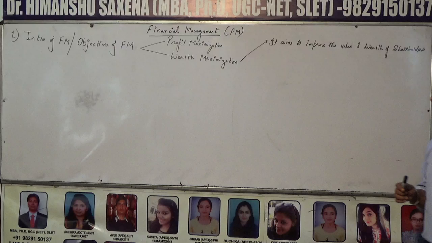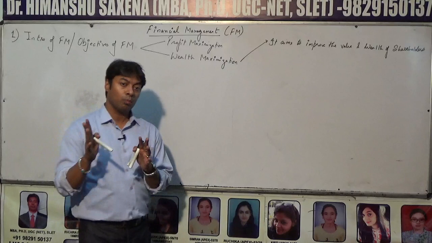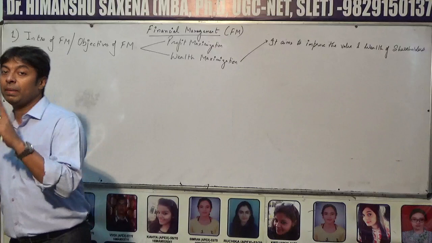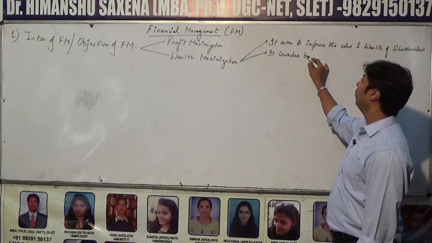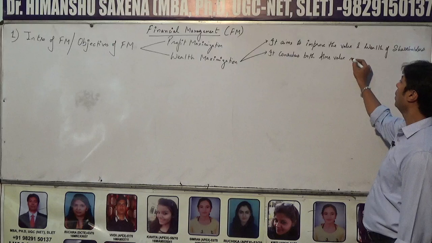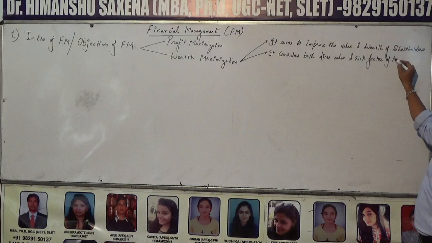Another thing is that wealth maximization considers both the time value perspective and the risk of the business concern. आपको एक और चीज ध्यान रखनी है कि जो थ्योरी है वेल्थ मैक्सिमाइजेशन की, it considers both time perspective and risk factors of the concern.